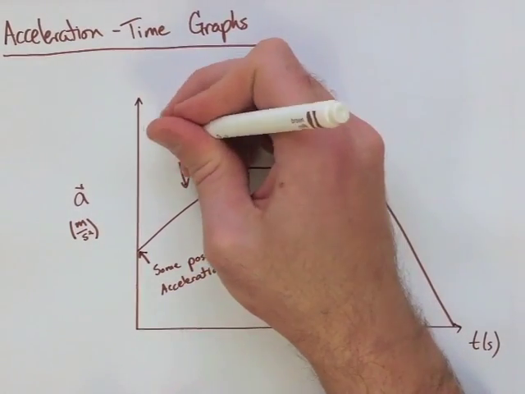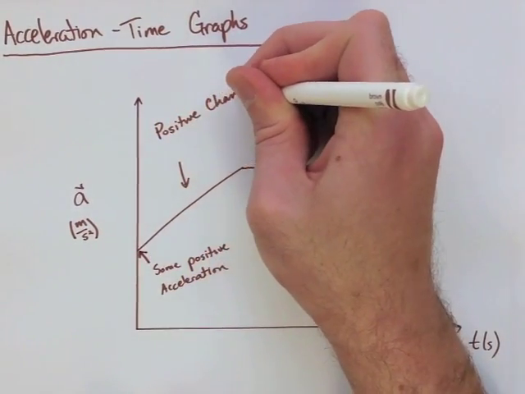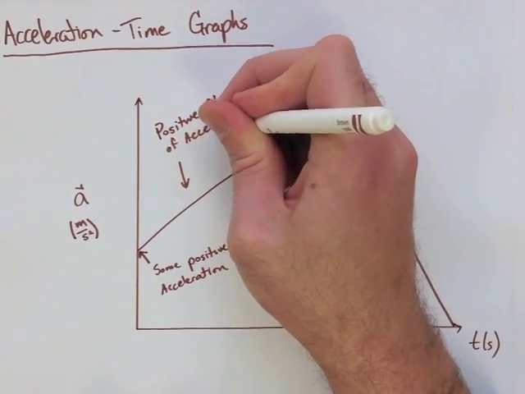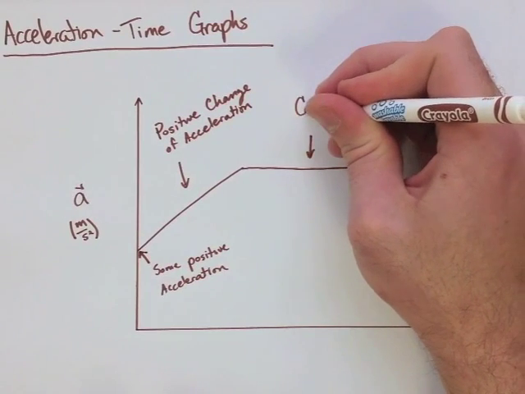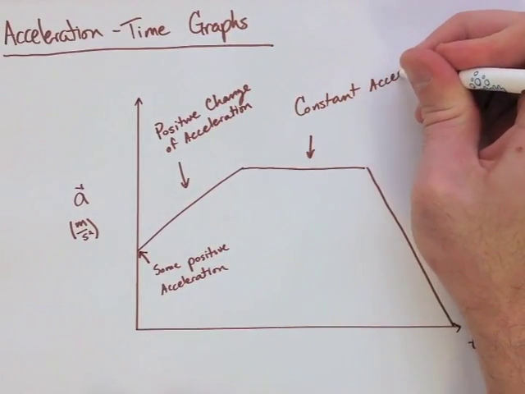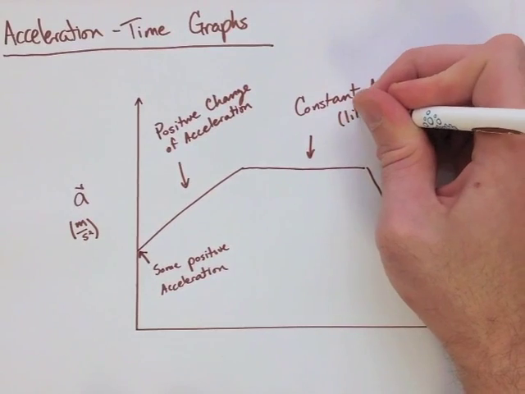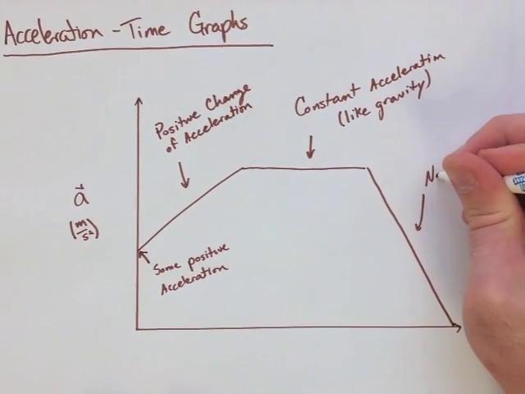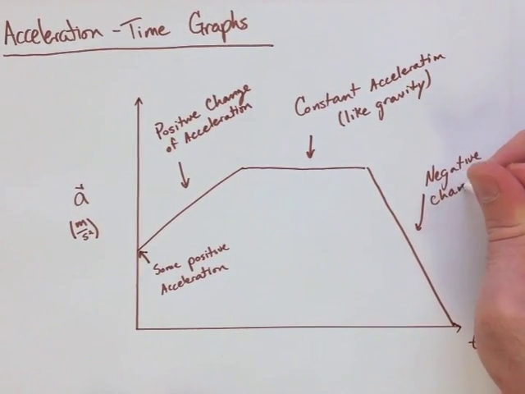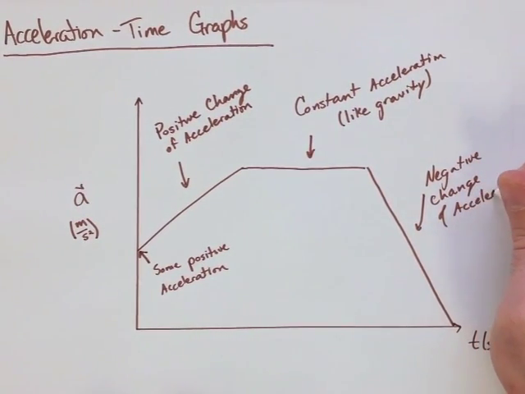Now in the first section, we are increasing our positive acceleration. So we have a positive change in our acceleration. Now the middle flat portion has a constant acceleration. It's not changing, but we're still getting faster. Something like gravity is a good example. Then we have a negative change in acceleration. The whole way down this line we're still accelerating, but the rate of acceleration is getting slower.